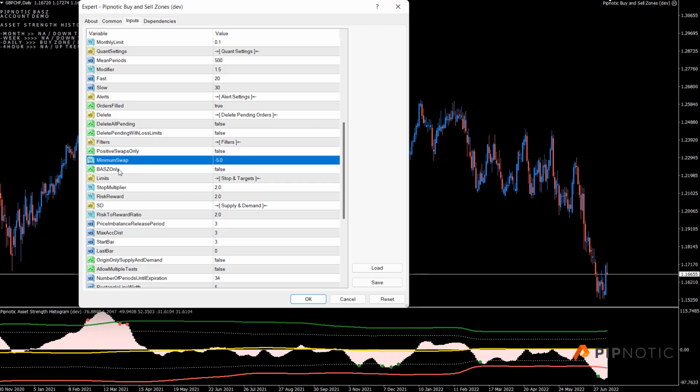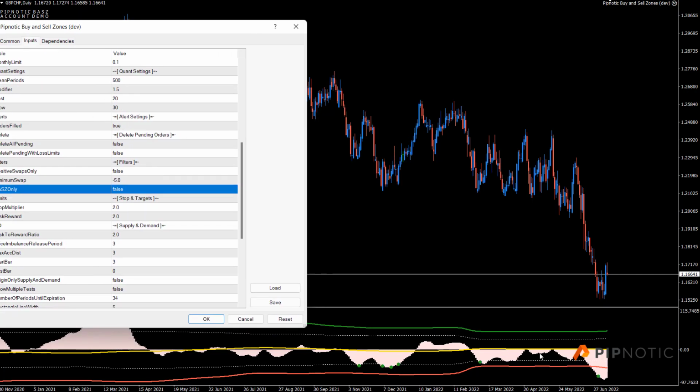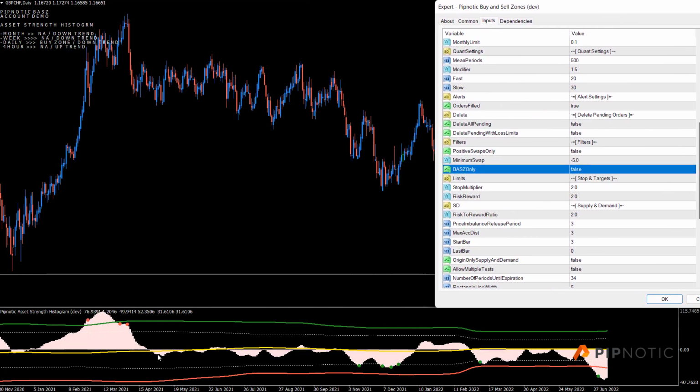Here we have buy and sell zone only, which is coming in the next release. What that means is that if this is set to true, then it's only going to trade in line with the rules of how we would traditionally use the asset strength histogram. If the histogram is negative, we're only going to sell, but we're going to stop selling once we start moving below the buy zone line. The same applies here, it's only going to sell. We would have bought a little bit there maybe, but selling.